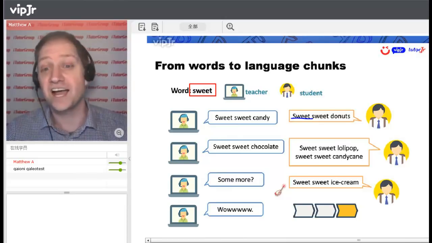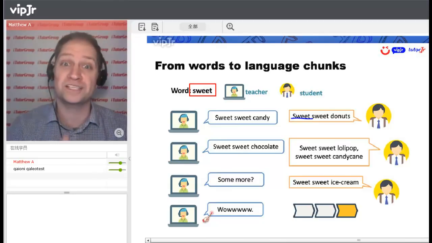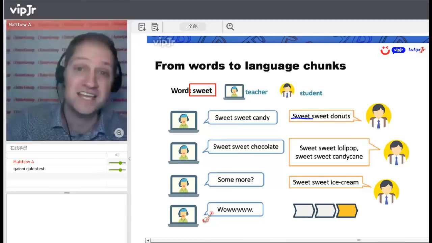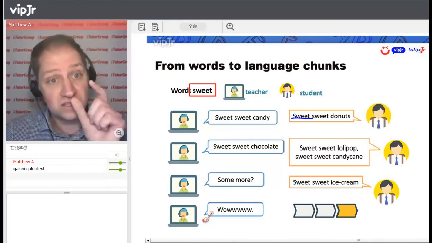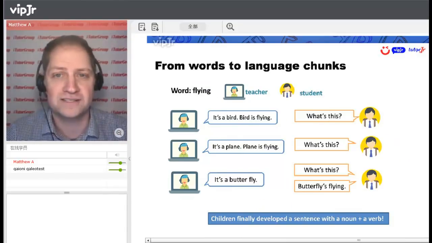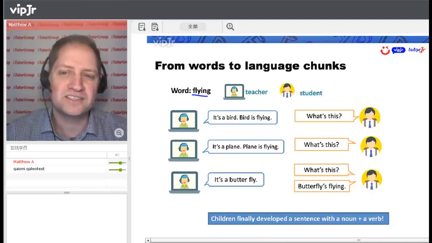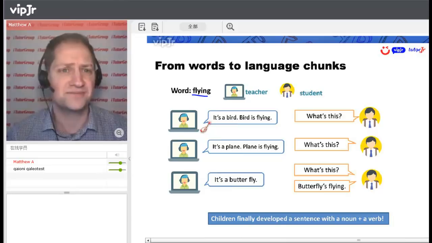Sweet, sweet ice cream. Of course, we'd always want to praise them, wouldn't we? Wow, that's so good. Excellent. Give me a high five. Well done. Very good. Good work. So we've taken the adjective sweet and we've put it into some language chunks there. We could do the same with flying, for example. We're teaching flying. Now, in this case, notice that the student doesn't really get it. They're not quite sure. So maybe the teacher says, it's a bird. It is flying.